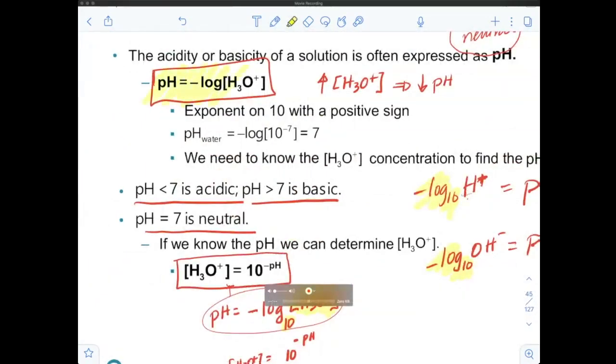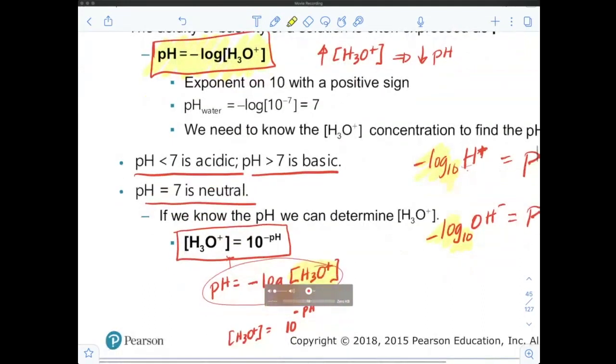So from here we have two formulas. The formula where we get the pH value from the hydronium ion concentration, and then the inverse of that where we get the hydronium ion concentration from the pH value.